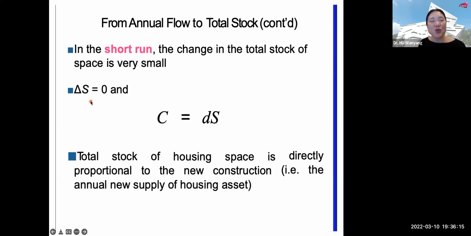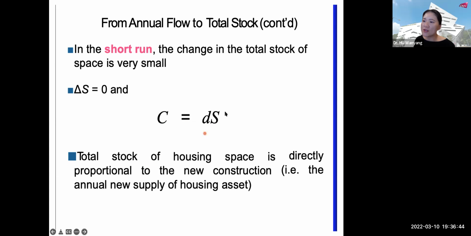But usually this is a realistic assumption in the short run, because in the short run we often consider a 1 or 2 year window. So it's a very short time, so delta S will equal 0. And if delta S equals 0, then we get this equation. So the new construction will equal the depreciated stock.